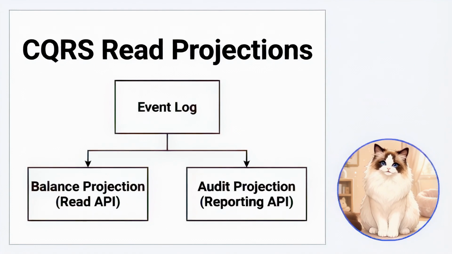stores. For example, a balance projection asynchronously updates a fast read replica for the balance API, while an audit projection updates an analytics store for the finance reporting API. This guarantees sub-50 millisecond read performance without compromising the write log.